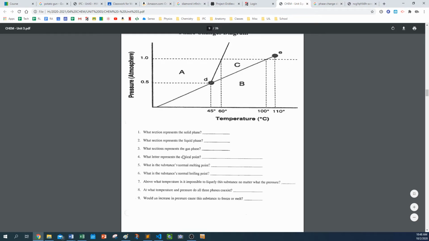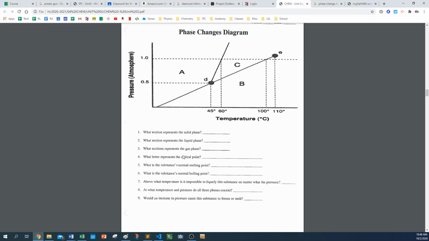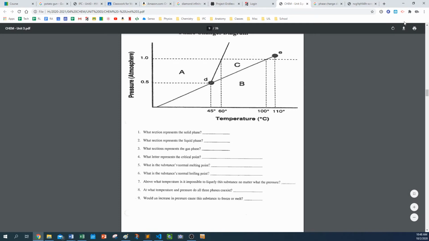So which letter represents the gas phase? B. And which letter represents the critical point? The critical point. Yeah, it's E. I don't know why they use lowercase. Oh yeah, because they wanted to do the regions and then the point.